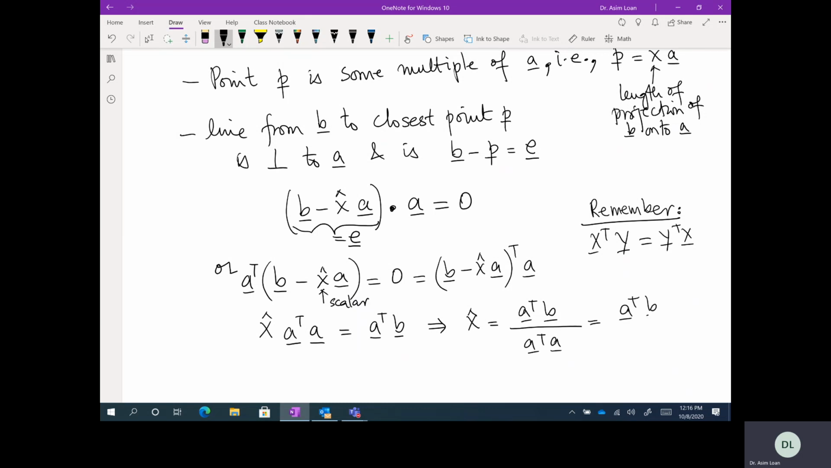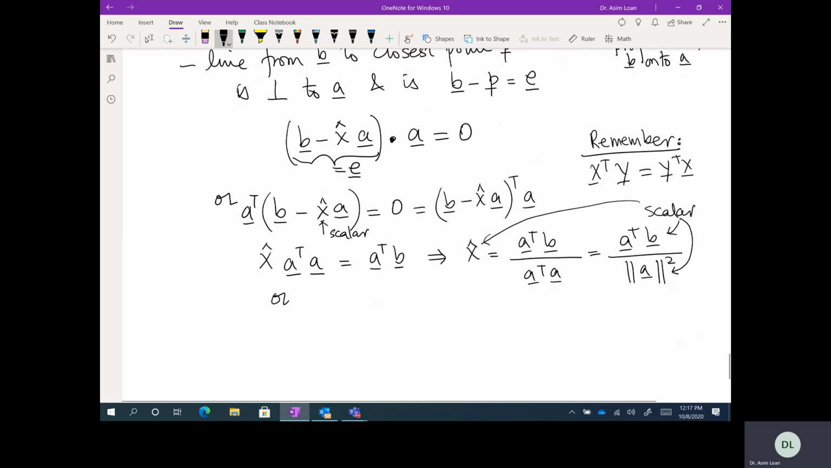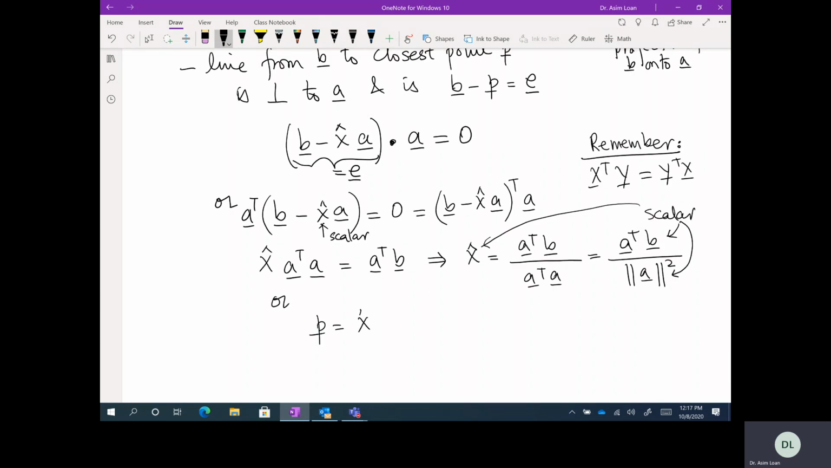This is simply A transpose B divided by the norm squared of A. Everything is scalar. So this is a scalar, and obviously this is also a scalar. Or P equals x hat A, which is equal to A transpose B over A transpose A into A. So this thing is a scalar and this is A. So this is also a scalar. I can write A on this side or I can write A on this side.